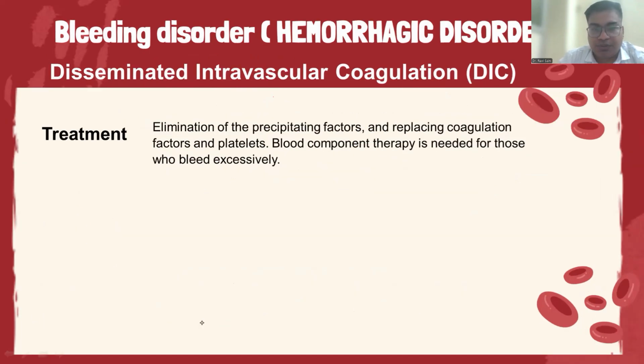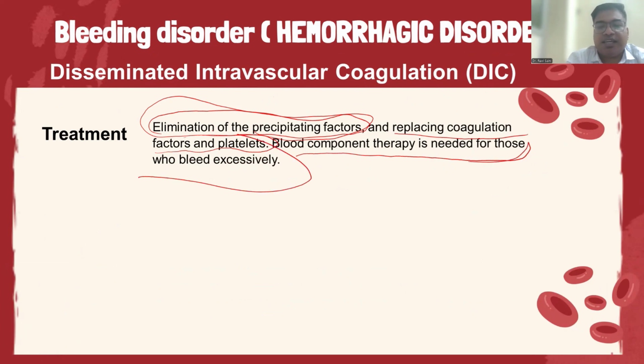In case of treatment, the first thing we should concentrate on is the elimination of these precipitating factors, meaning those factors which are aggravating the condition of this disease are called precipitating factors. So first we should remove these precipitating factors. After that, replace the deficient coagulation factors and platelets. Finally, blood component therapy is needed for those who bleed excessively. These could be the treatment modalities in case of DIC.